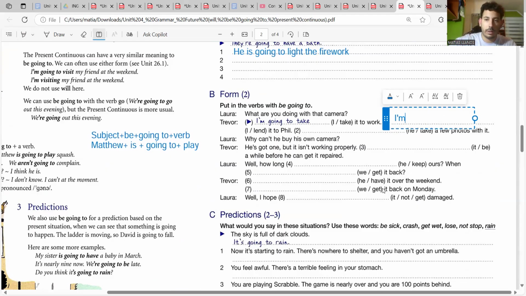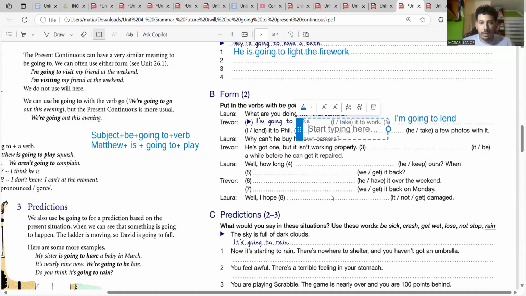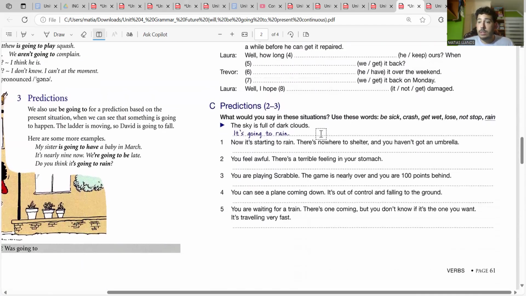So for the second one, I'm going to lend. Well, I'm going to lend it to Phil. Then we will use, he is going to take a few photos. You get the idea. C, it's for predictions. What will you say in these situations? Use the words be sick, crash, get wet, lose, not stop, and rain for these situations.